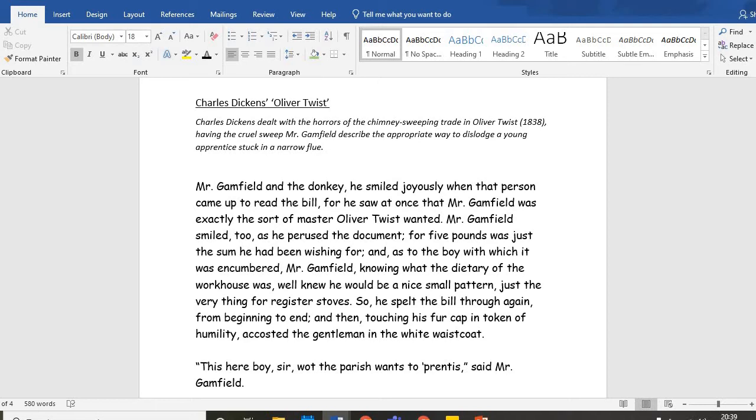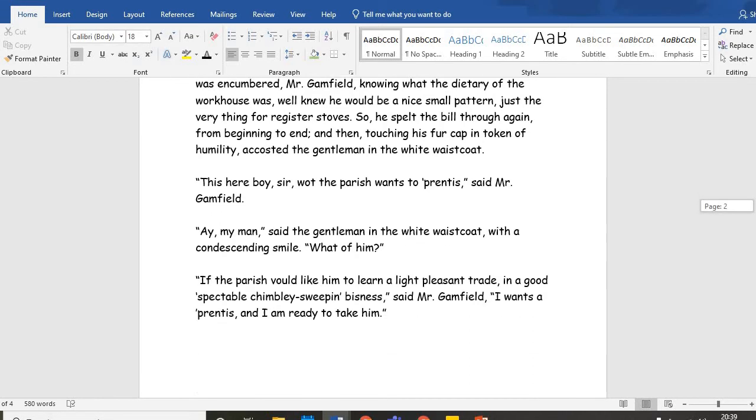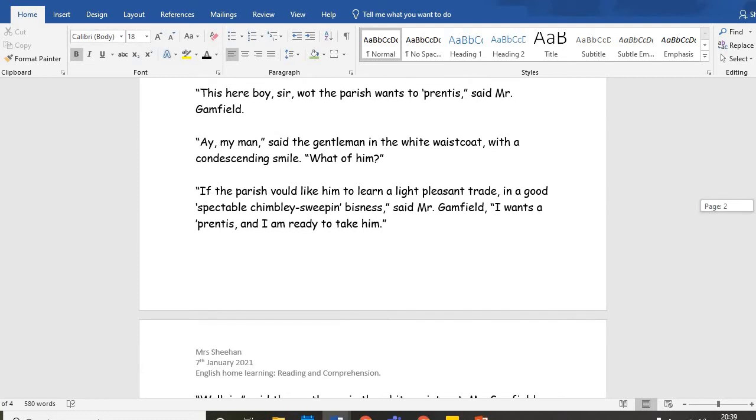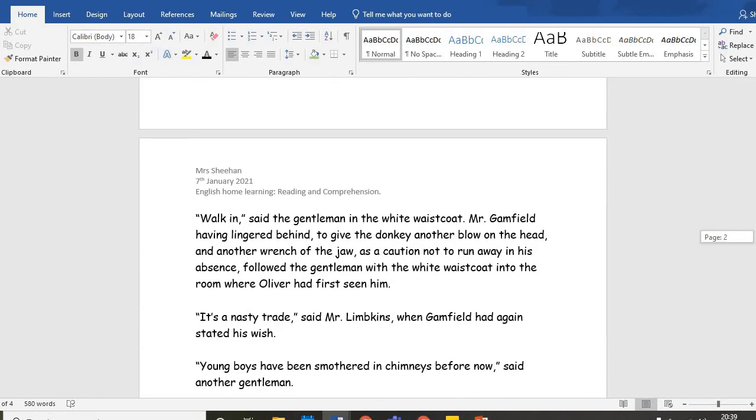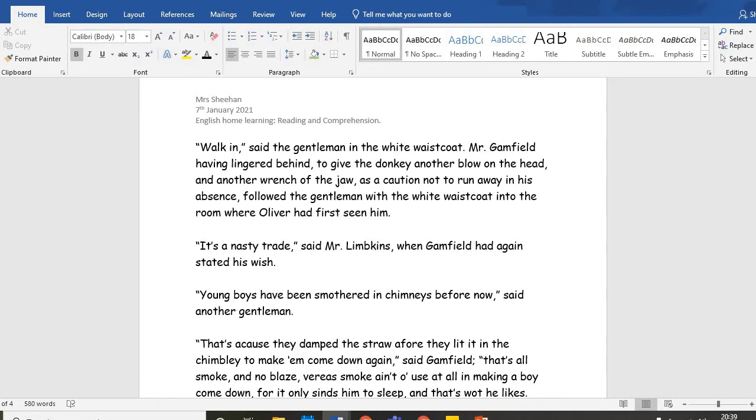So he spelt the bill through again, from beginning to end, and then, touching his fur cap in token of humility, accosted the gentleman in the white waistcoat. "This here boy, sir, what the parish wants to..." "Prentice," said Mr. Gamfield. "Aye, my man," said the gentleman in the white waistcoat, with a condensing smile. "What of him?" "If the parish would like him to learn a light, pleasant trade in a good, spectable chimbley sweeping business," said Mr. Gamfield, "I want a prentice, and I am ready to take him." "Walk in," said the gentleman in the white waistcoat.